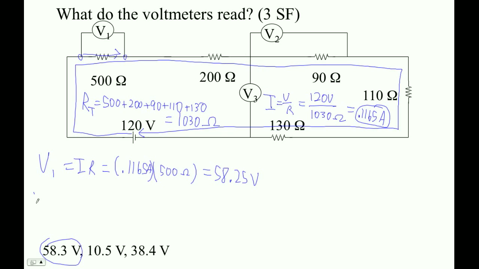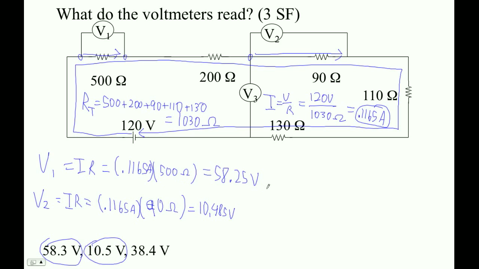Let's figure out V2. That's IR. And the current is still 0.1165. The current in every series circuit is always the same. Same current, same current. Okay. And then V2 goes from here, the current goes to there. There's only 90 ohms in the path, right? Okay, so I'm going to go 90 times I, and I get 10.485. Right, so 10.5 volts, that's that answer there.